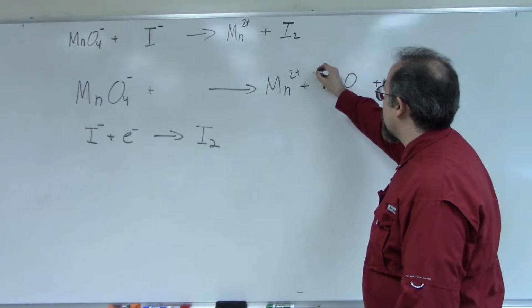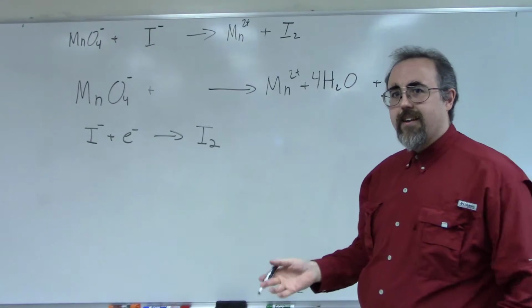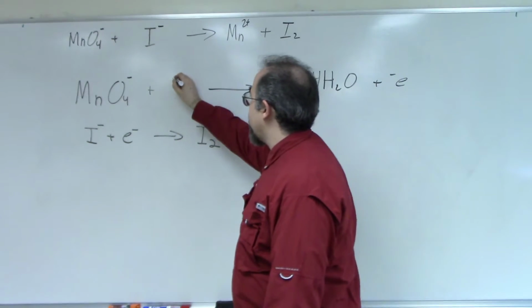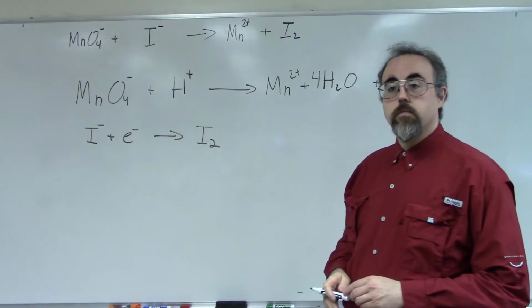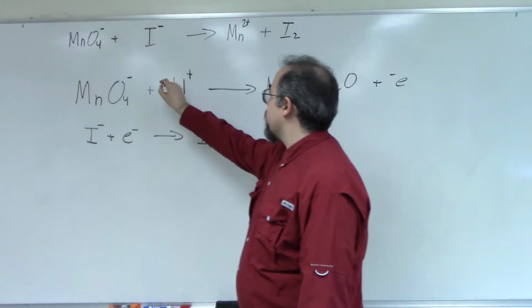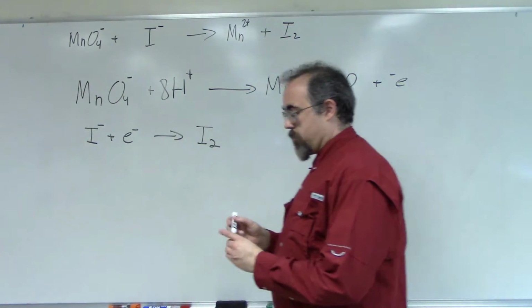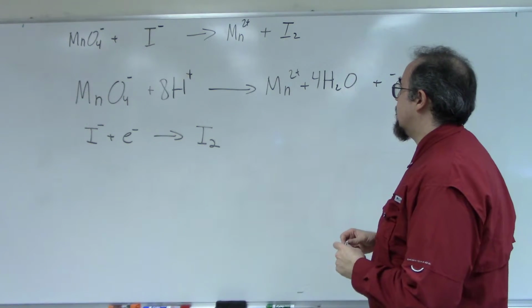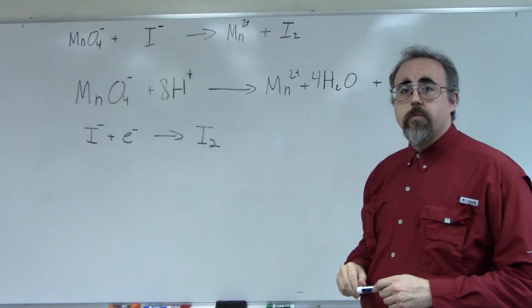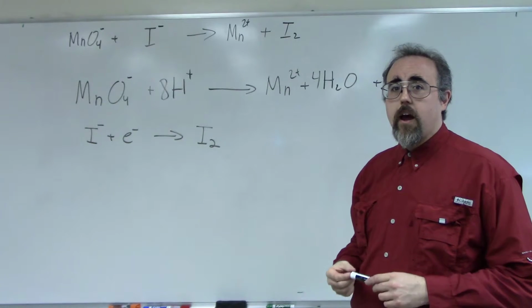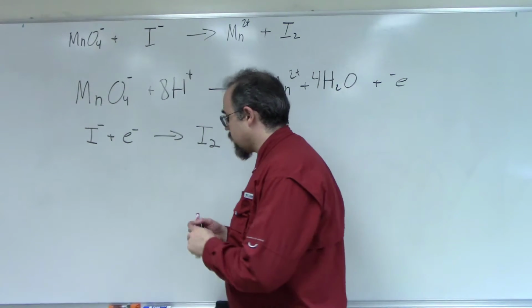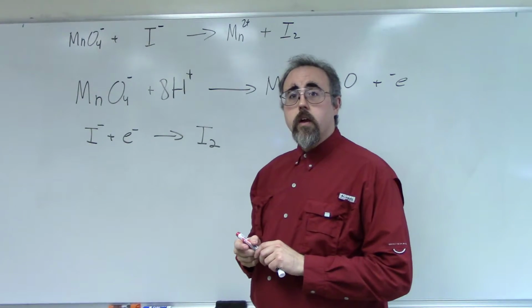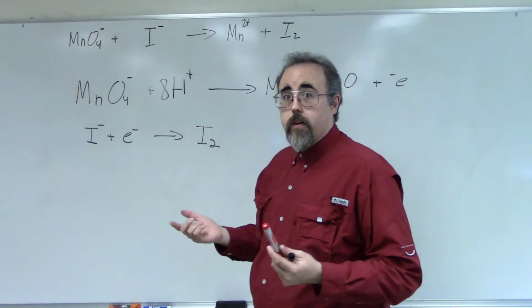I need 4 waters, and I need some hydrogens. So H+. Okay. 8 of them to be precise. So we're going pretty good. Now, we're going to need to do some oxidation numbers to figure out how many electrons we've got. My oxygen over here is going to be a -2. It always is.